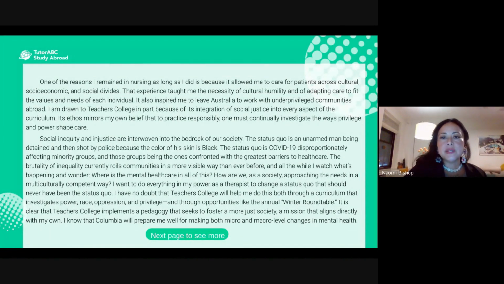Okay, I'm not going to read this, but basically the first paragraph in this part of the essay is why the person studied nursing before this, and then why they're drawn to Teachers College again. I'm drawn to Teachers College in part because of its integration of social justice into every aspect of the curriculum. Its ethos mirrors my own belief that to practice responsibly, one must continually investigate the ways privilege and power shape care. So admissions committees love that kind of stuff.